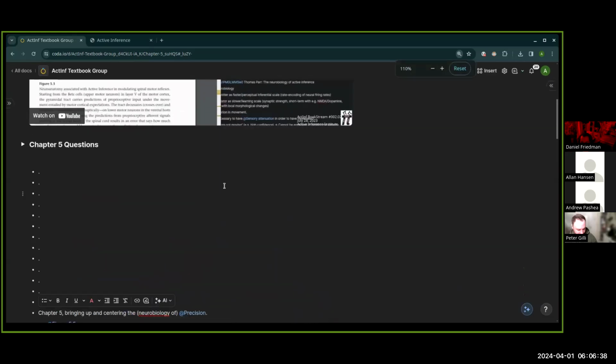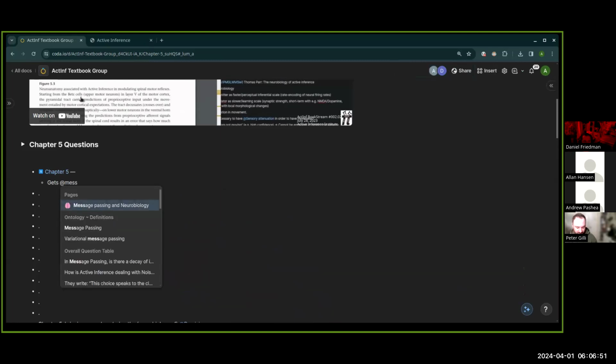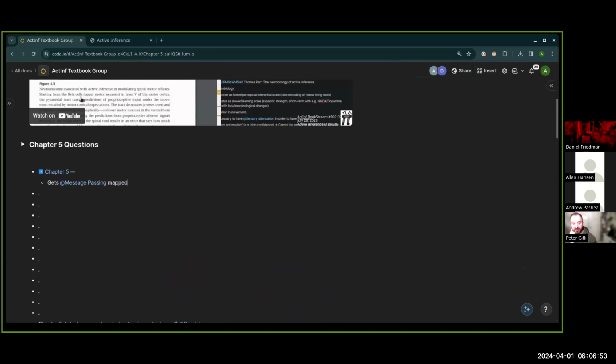Sure. I thought this was a cool chapter because, for the first time, I think it gets a lot of the message passing mapped onto specific biological systems that we actually have quite a bit of prior knowledge about. So I thought that was pretty neat, to see the detailed examples of the pathways in the basal ganglia and that kind of thing. I thought that was great.